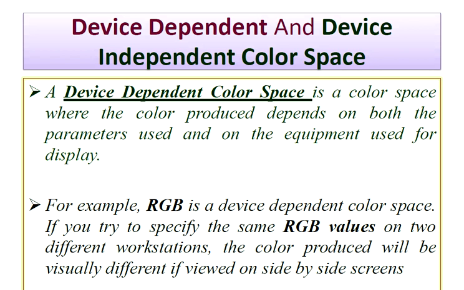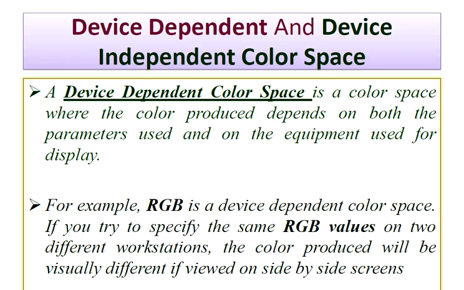Coming to the classification, we have device dependent color space and device independent color space. So this question is also asked: what is device dependent color space and what is device independent color space? So let's discuss them. A device dependent color space is a color space where the color produced depends on both the parameters used and on the equipment used for display. For example, RGB is a device dependent color space.